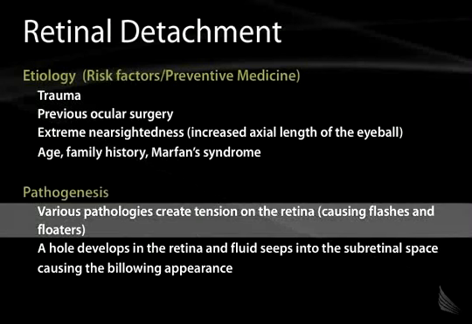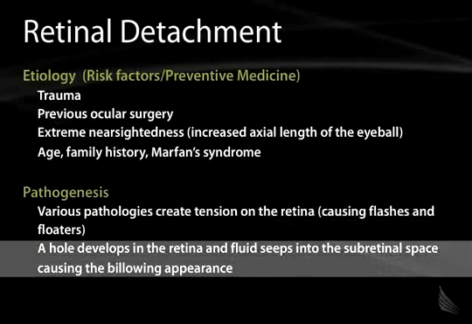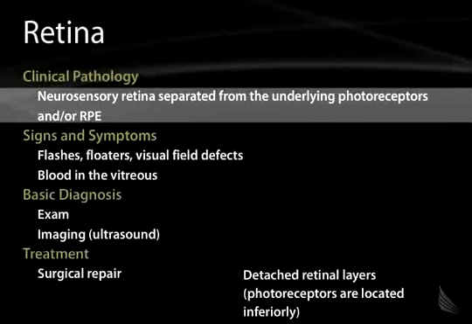The pathogenesis is that all of these risk factors together create tension on the retina, causing flashes and floaters. As the retina is disturbed, the only thing it can do is transmit light signals to the brain, which are seen as flashes. The floaters are a subsequent development of red blood cells in the vitreous. A hole develops in the retina, and fluid can seep in behind the hole and cause detachment of the retina from the retinal pigment epithelium. Clinical pathology, you have neurosensory retina separated from the underlying photoreceptors, or RPE, which is the retinal pigment epithelium.